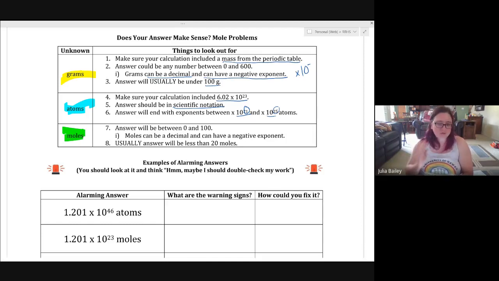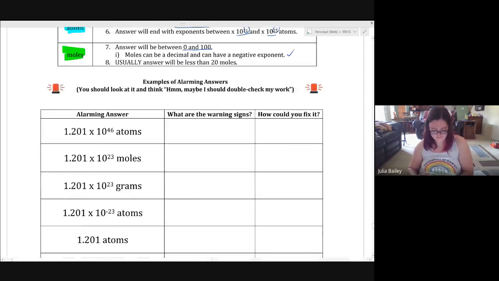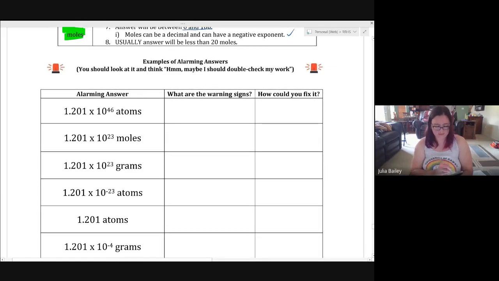And then for moles, your answer will be between 0 and 100 if your unknown is moles. Moles can be a decimal, can have a negative exponent, that is allowed. Usually the answer is going to be less than 20 moles. It's possible to have a number of moles bigger than 20. It's unlikely. Okay.